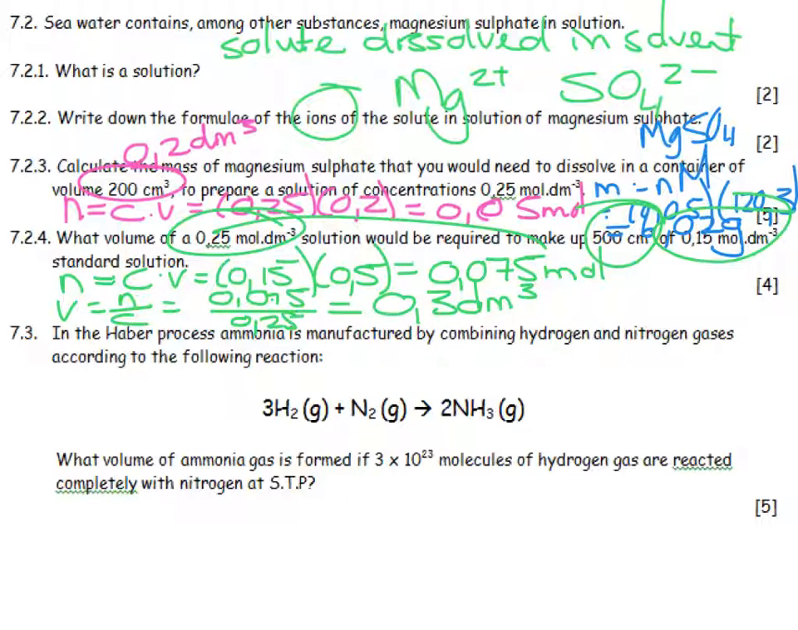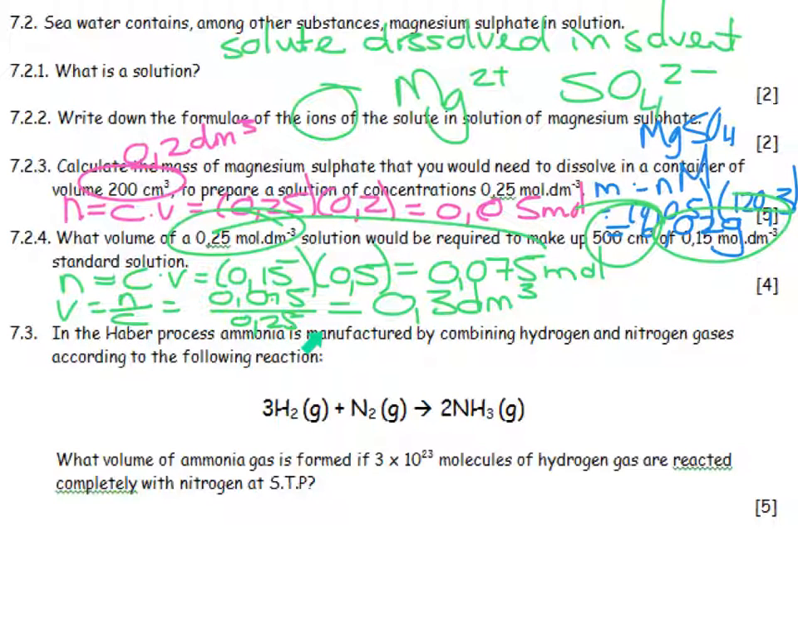It doesn't ask how much we added. It just says what volume would be required. It doesn't say what's added, what's taken away. So how much of this would you need? I would require 0,3. I would have to add another 200 centimeters cubed in order to get up to 500, but that's not what they asked in the question.